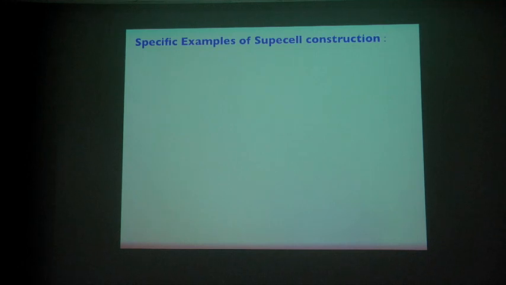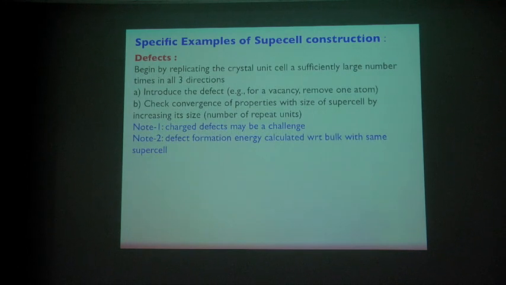Let me give you two specific examples and then I'll move over. Defects begin by replicating the crystal unit cell a sufficiently large number of times in all the three directions. So introduce the defect. Defect can be a vacancy or it can be an interstitial, whatever. And check the convergence property with size. That is called size convergence, which many of you probably are aware of, but you should know it once and for all, what exactly are the things which you have to ensure. So check the convergence of the properties with size.